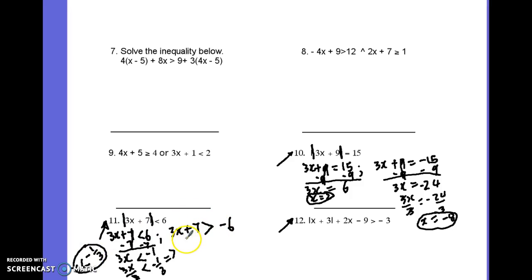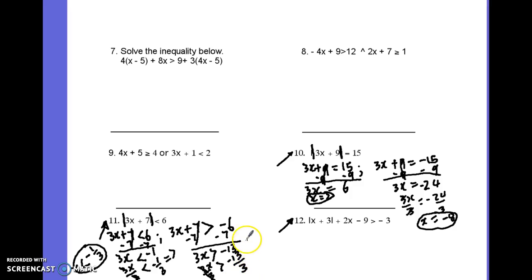Here it comes. Subtract 7 from both sides. A little bit different now. Negative 6 minus 7, negative 13. 7 is gone away. Greater than. Divide by 3. Should I reverse the sign? No, because I'm not dividing by a negative.